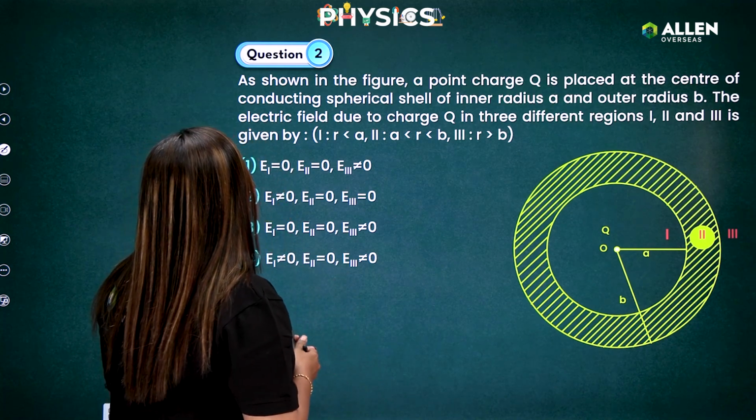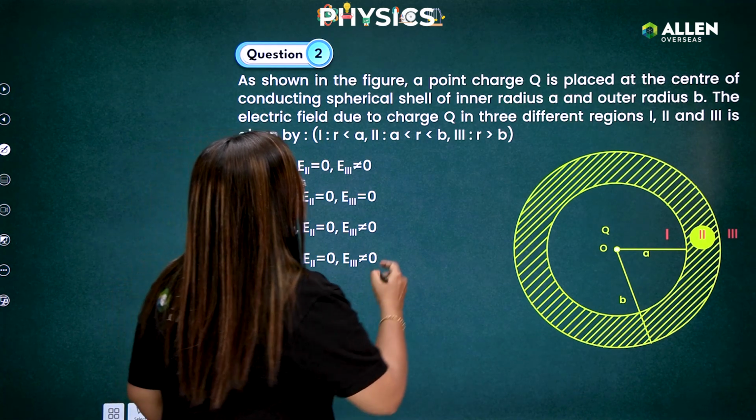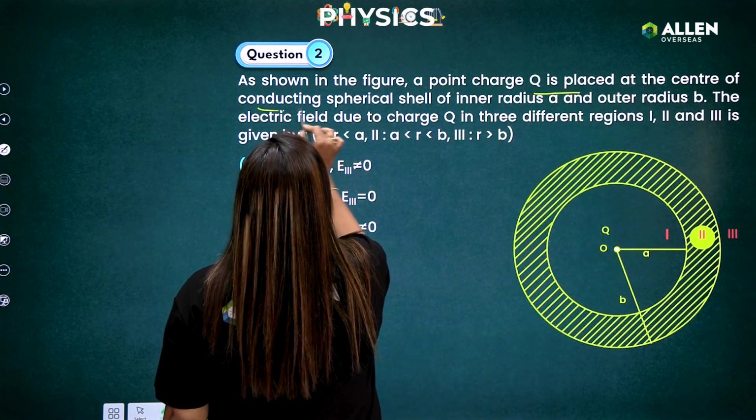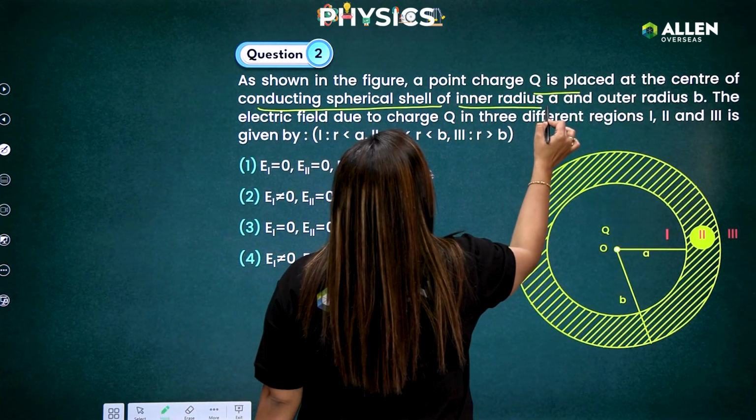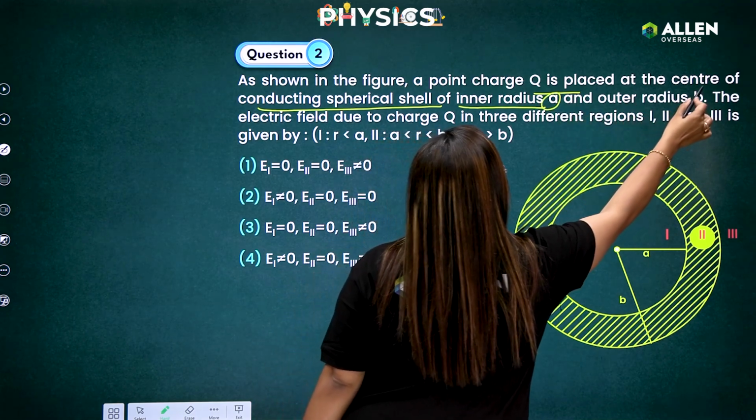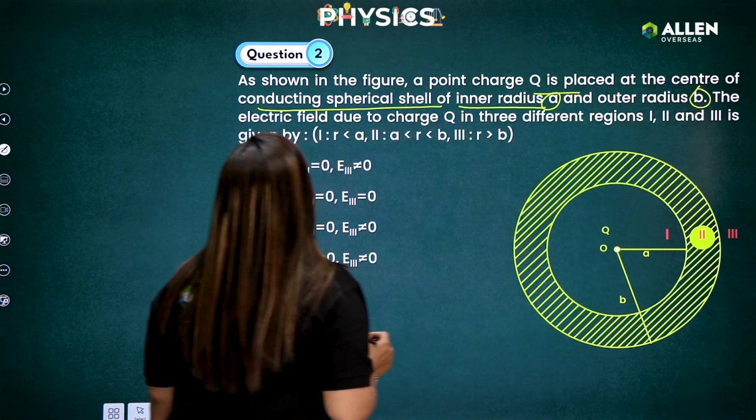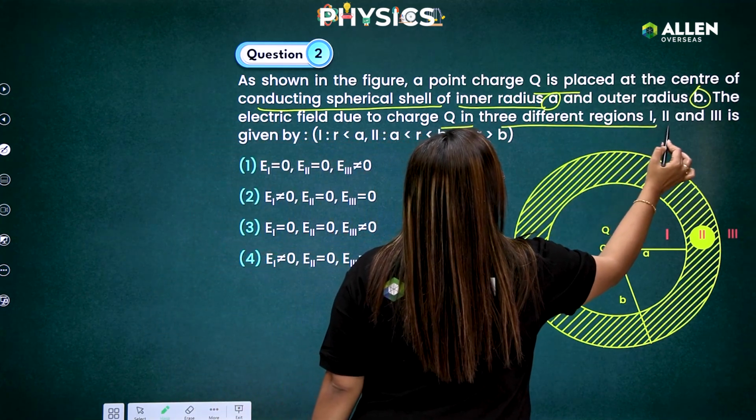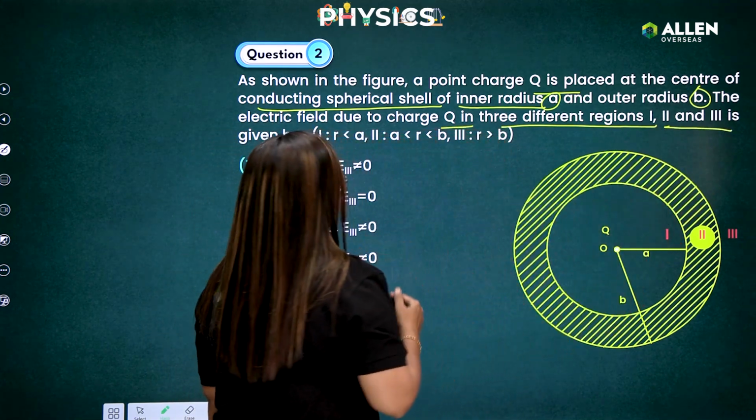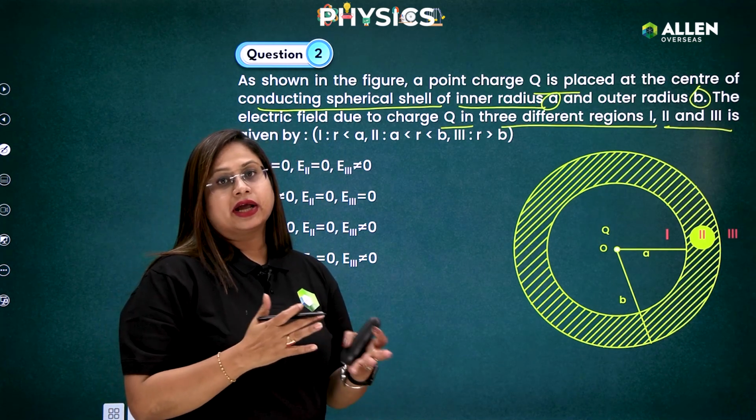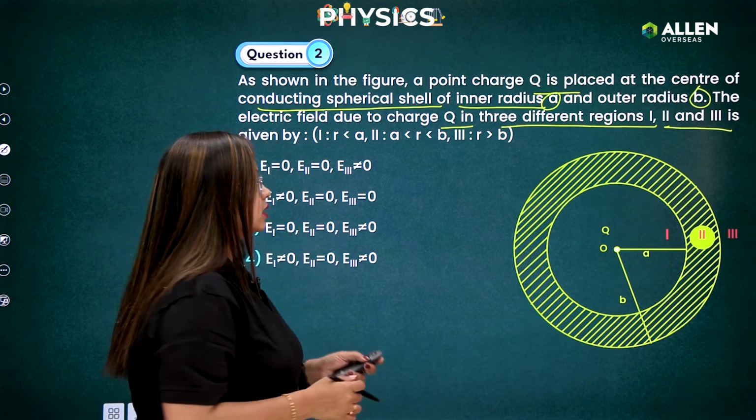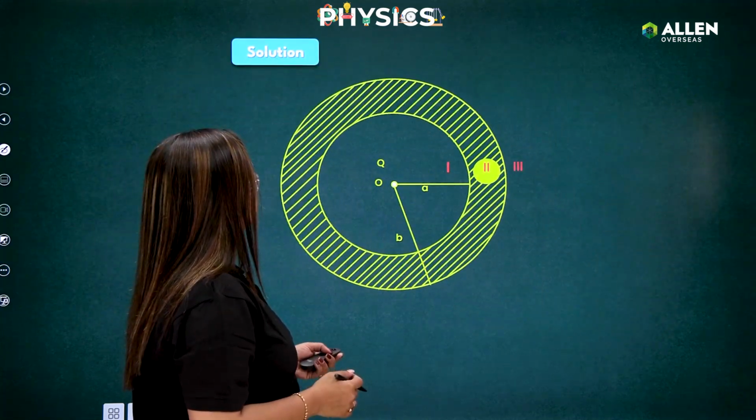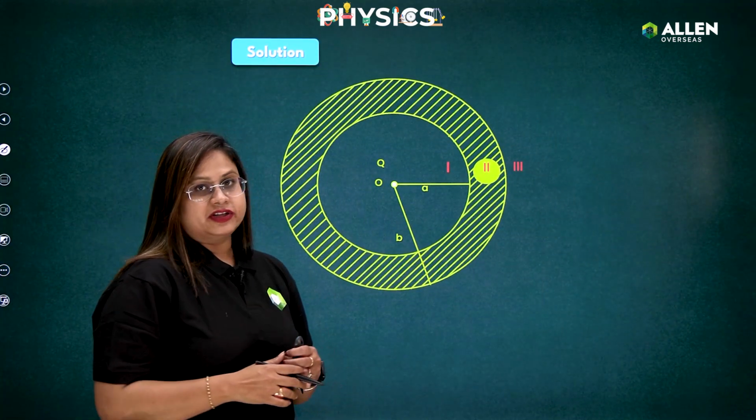So in this question it is given that a point charge capital Q is placed at the center of the conducting spherical shell of inner radius small a and outer radius small b. The electric field due to the charge capital Q in 3 different regions, 1, 2 and 3, that we are required to find out and compare the answers. So I have drawn the diagram separately to find out the answer for this.